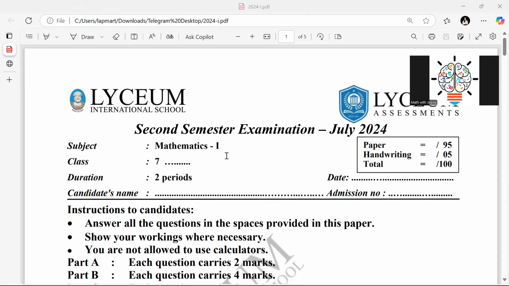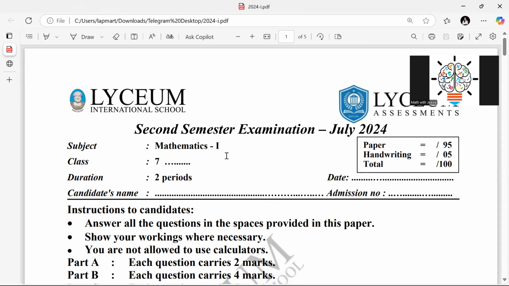Hello, children. This is grade 7, July 2024, paper 1. You know, from grade 7 onwards, you have two papers when you are sitting for the semester examinations, paper 1 and paper 2. So, this is July 2024, paper 1.